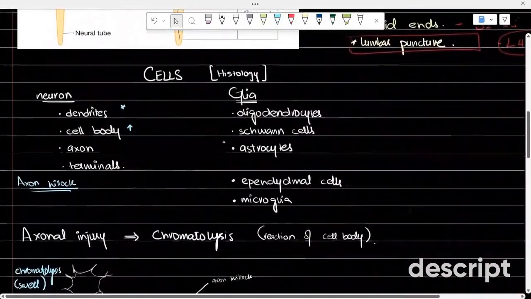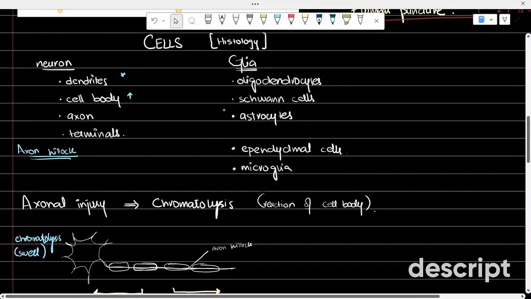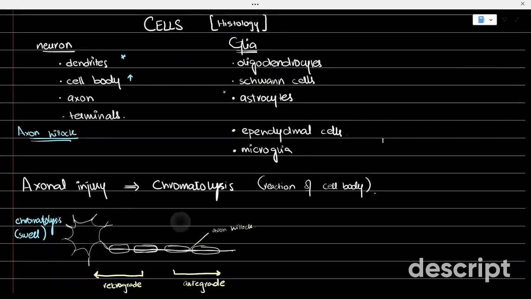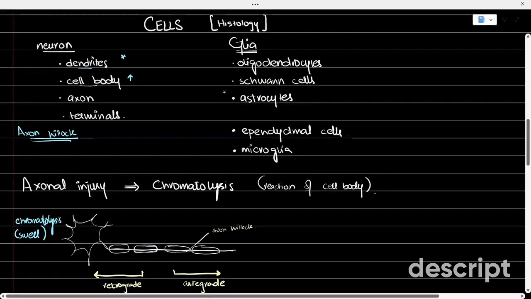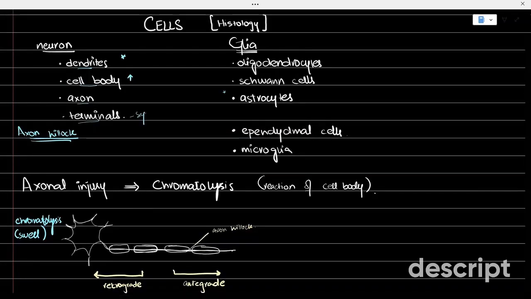Now we will be moving on to a little histology, or the cells we have. In neurons, we have dendrites, the cell body, axon, and the terminals, which contain synaptic vesicles. The cell body has an increased amount of rough endoplasmic reticulum, which is known as Nissl bodies in the CNS.